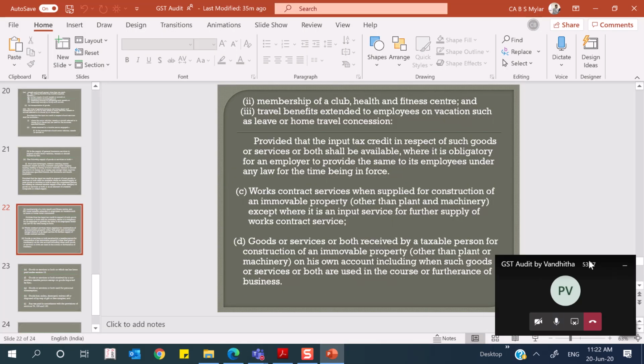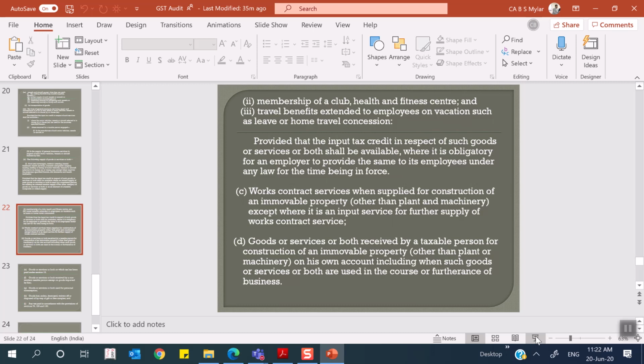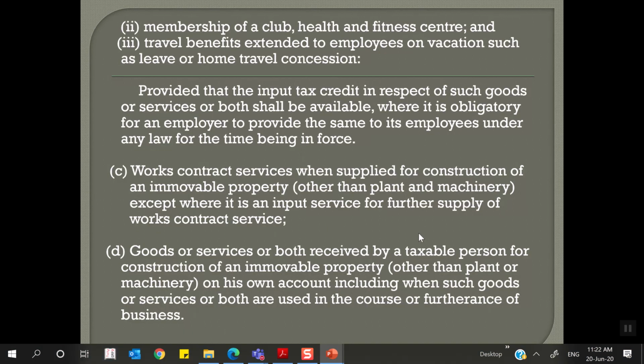Said it would connect. Hello, screen share. The screen is not coming, sir.